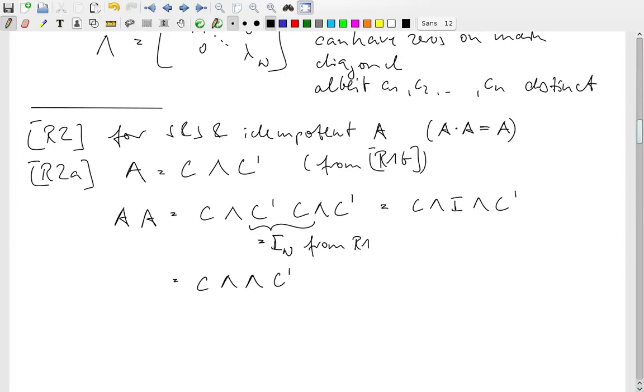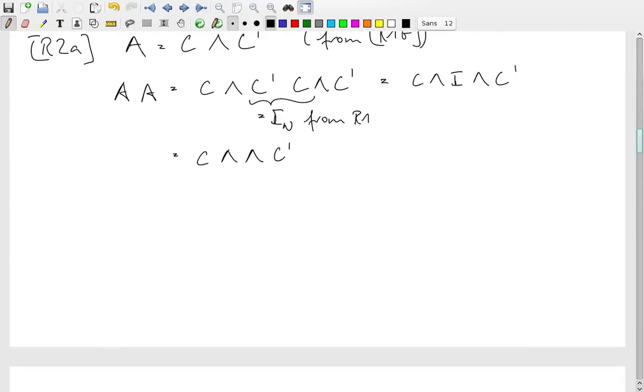Lambda is a diagonal matrix. The diagonal matrix is symmetric, so lambda is equal to lambda prime. Writing it extensively, we have C, and then we insert lambda times lambda. Lambda is diagonal, so you multiply it with itself, and you end up with a matrix that has on the main diagonal the elements of lambda squared. These are on the main diagonal, and off the diagonal I'll only have zeros. Then I have C prime.